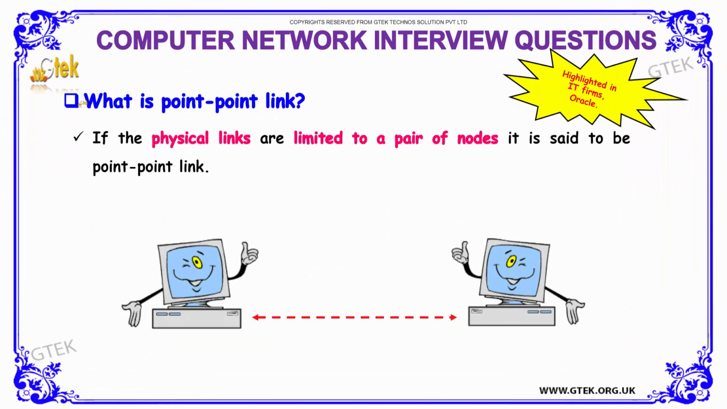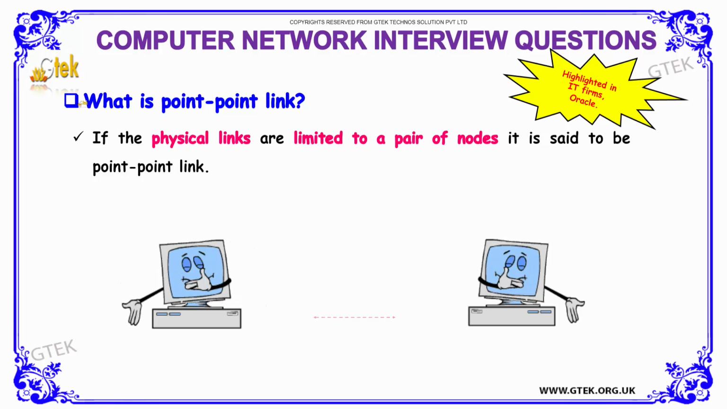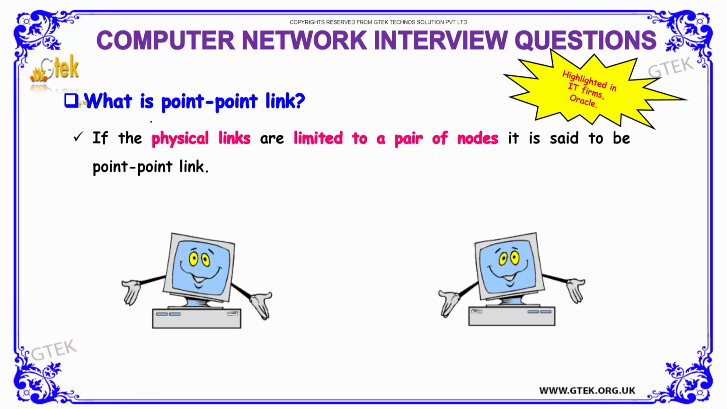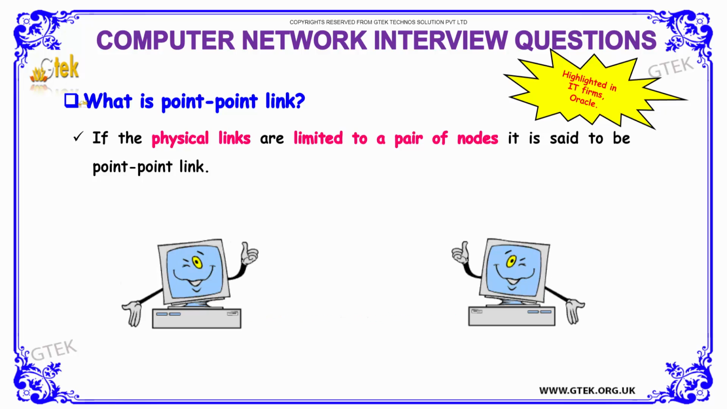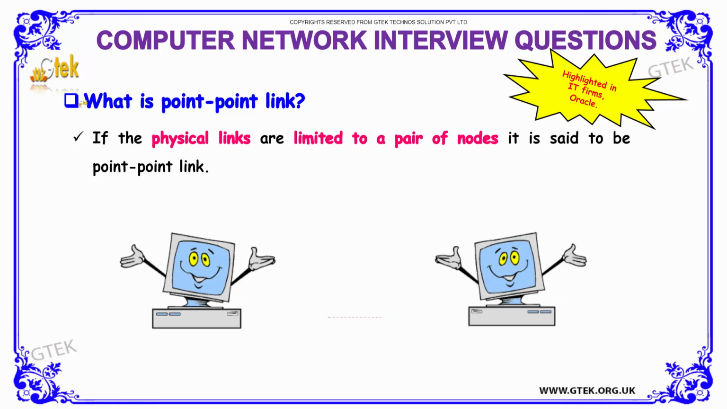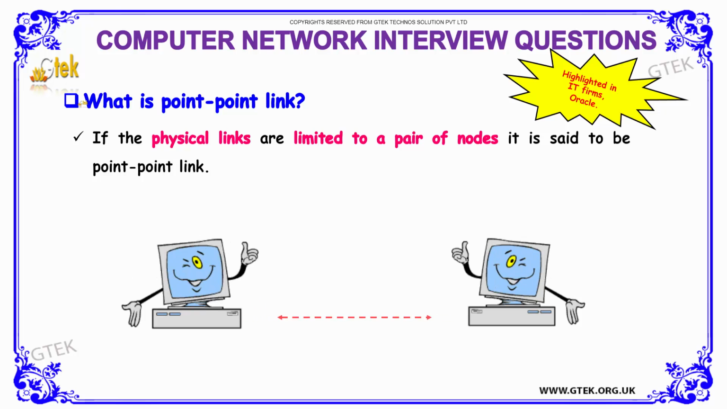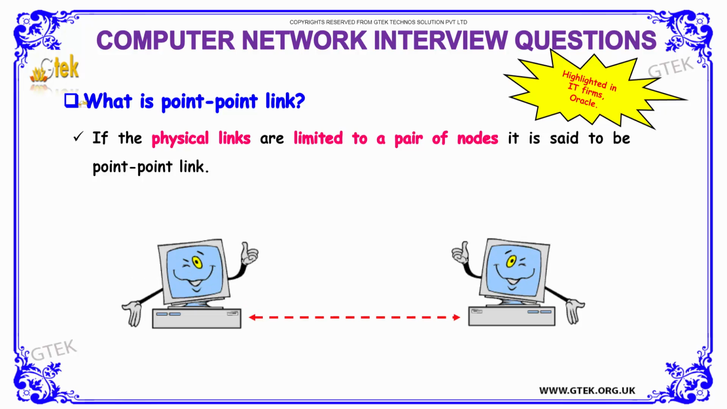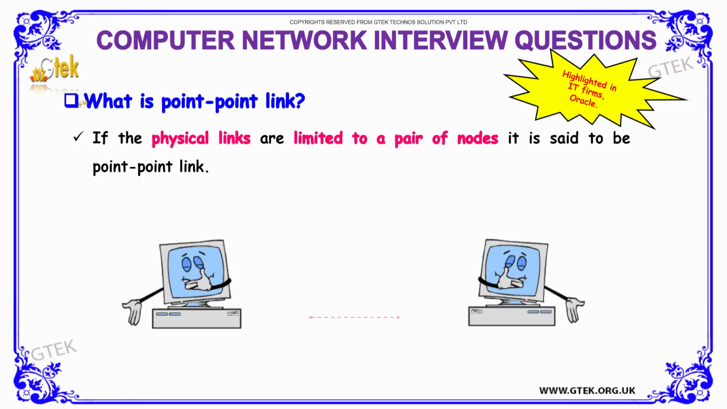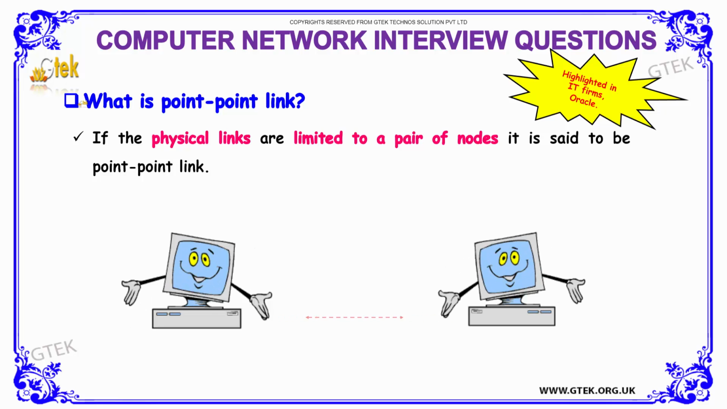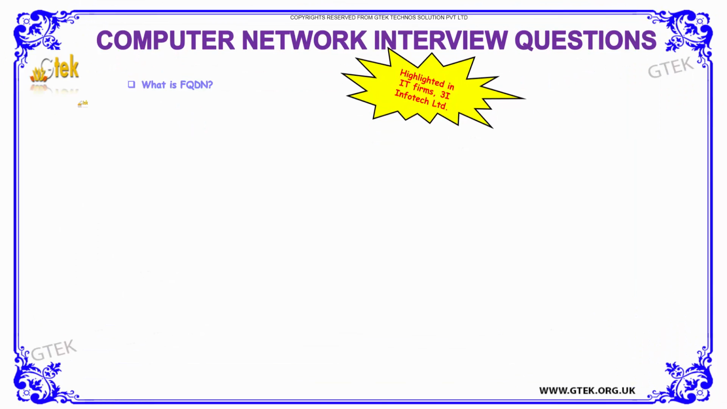Moving on to our next question, we have, what is a point-to-point link? If the physical links are limited to a pair of nodes, that is just two nodes, it is said to be a point-to-point link. Over here you can see that you're connecting two nodes with a link. So that is known as your point-to-point link. These types of questions are highlighted in IT firms like Oracle.